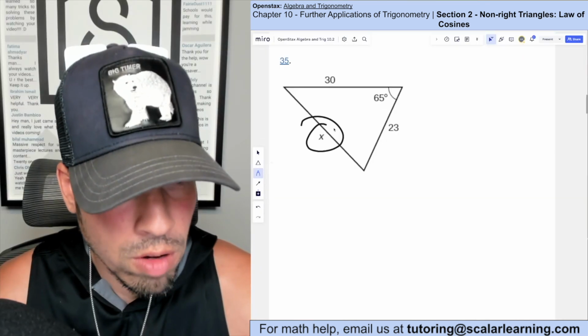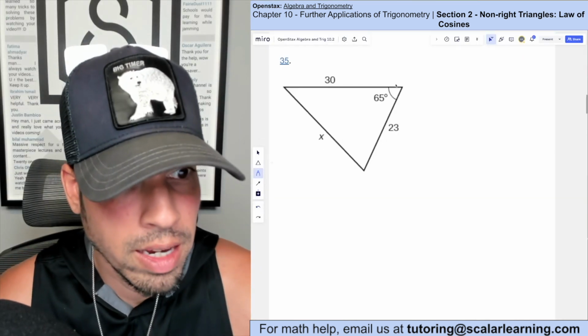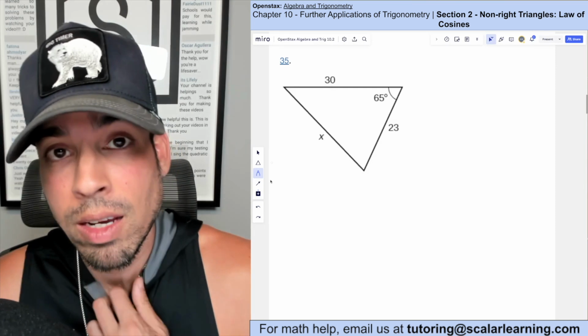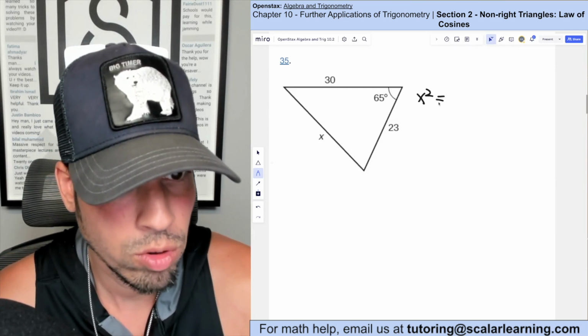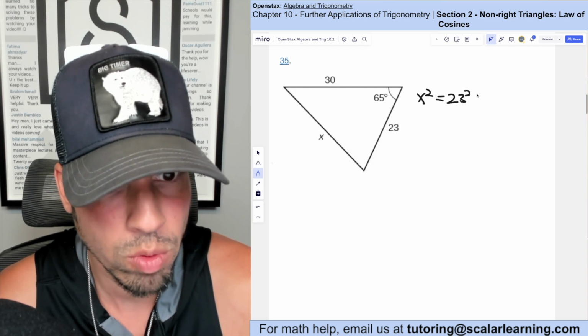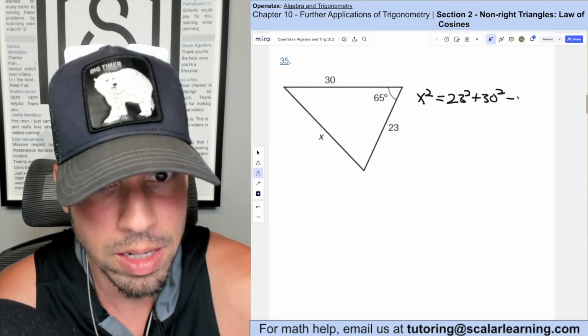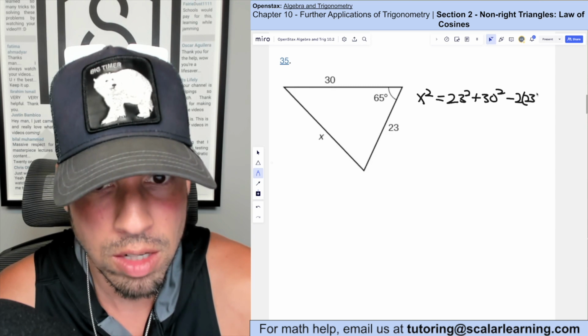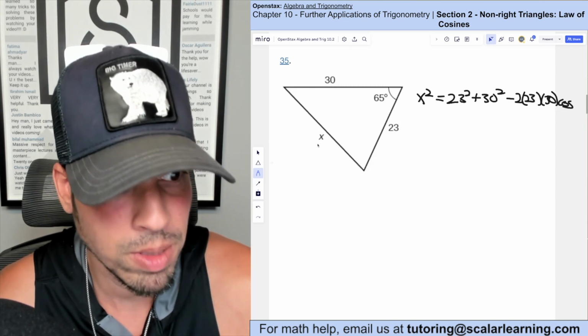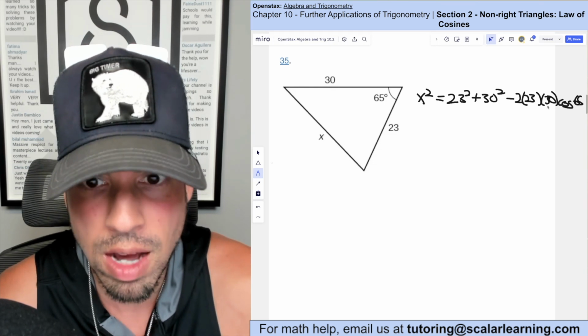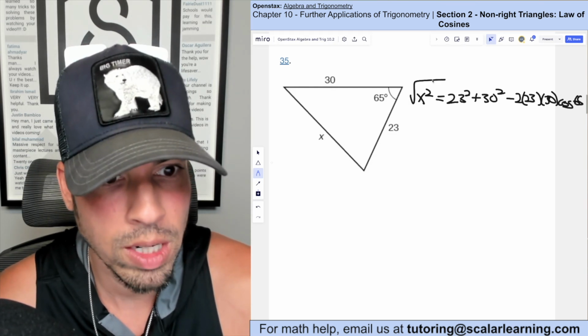This one we're going to use law of cosines to solve for the missing side. And it's good to go because we have an opposite angle that we know. So we have x squared, the unknown side, equal to the other two sides squared, 23 squared plus 30 squared, minus 2 times those same sides, 23 times 30, and then times cosine of the angle opposite the unknown side, which is 65.